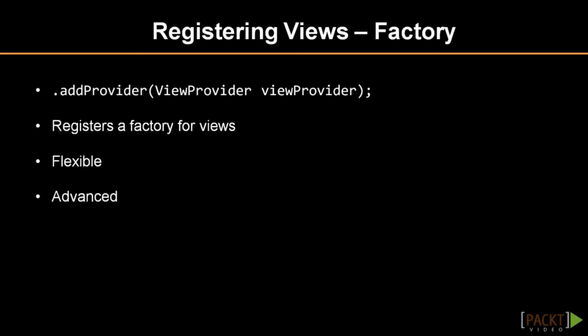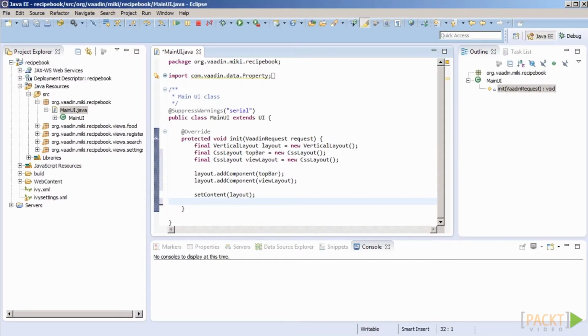This allows us to dynamically create views depending on what the URL of our application is. Naturally, this is the most flexible and most advanced solution. Our simple application does not need such a sophisticated approach. The more advanced ways of using Navigator are covered in the book of Vaadin. For now, let's register views by their classes instead.